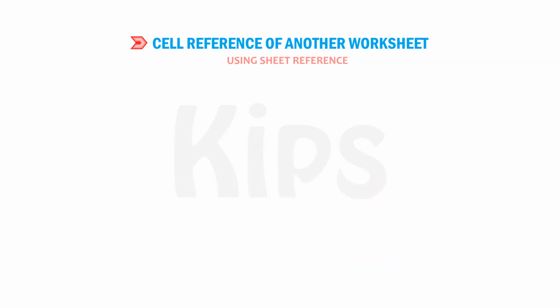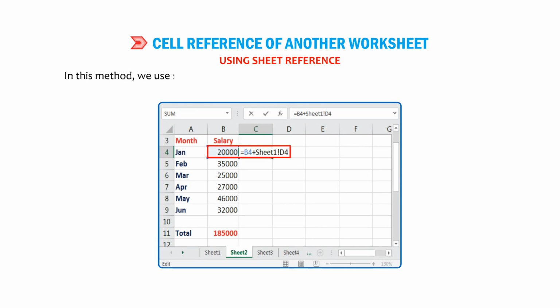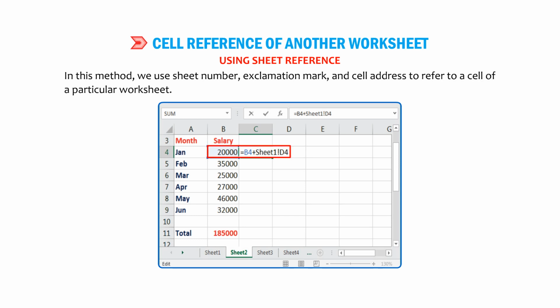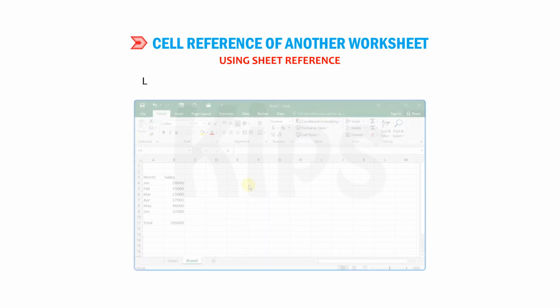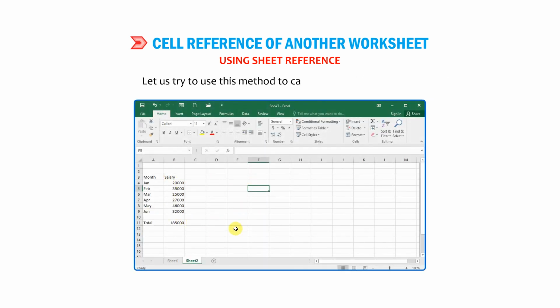Okay, let us understand how to use sheet reference. In this method, we use sheet number, exclamation mark, and cell address to refer to a cell of a particular worksheet. For example, by writing Sheet1!D4, we are referring to the cell D4 of Sheet 1. Let us try to use this method to calculate the total salary.